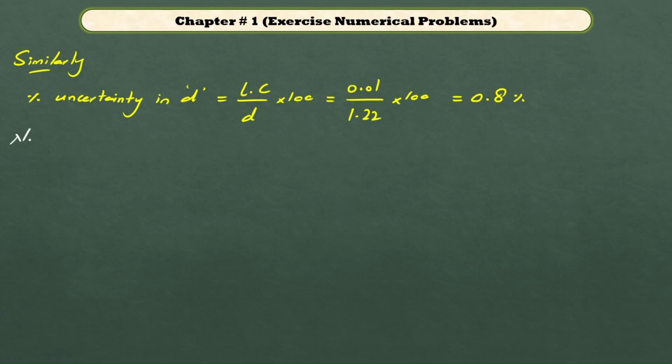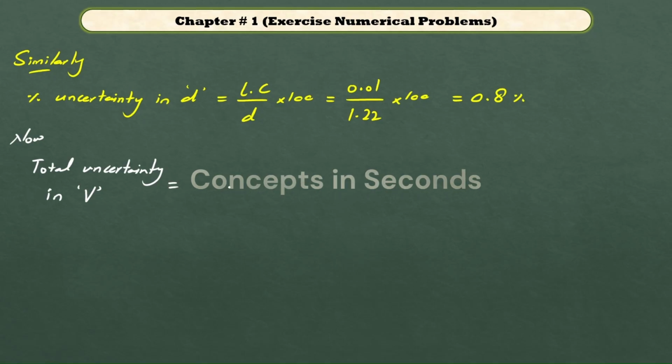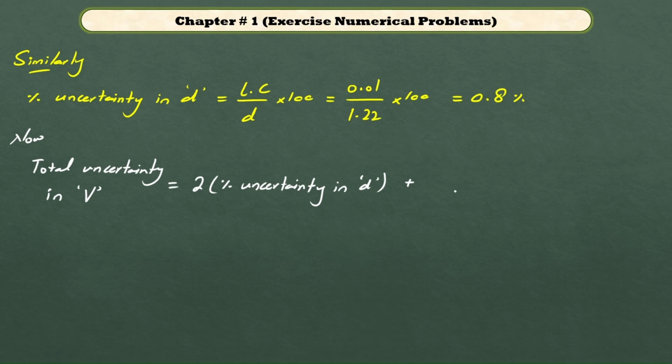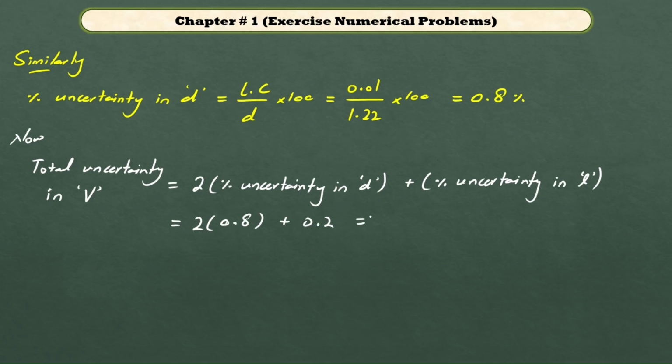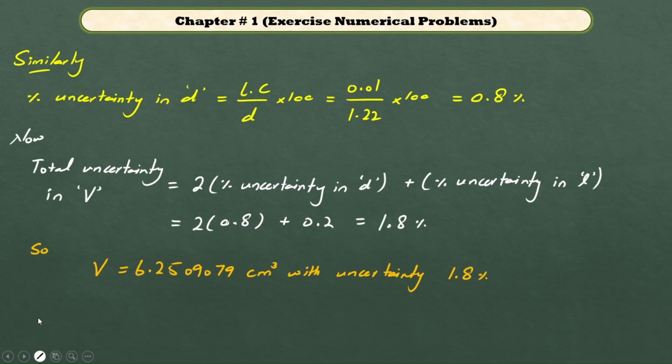0.8%. Now total uncertainty in volume is equal to 2 into percentage uncertainty in diameter plus percentage uncertainty in length, and it becomes equal to 1.8%. So volume is equal to 6.2509079 centimeter cube with uncertainty 1.8%.